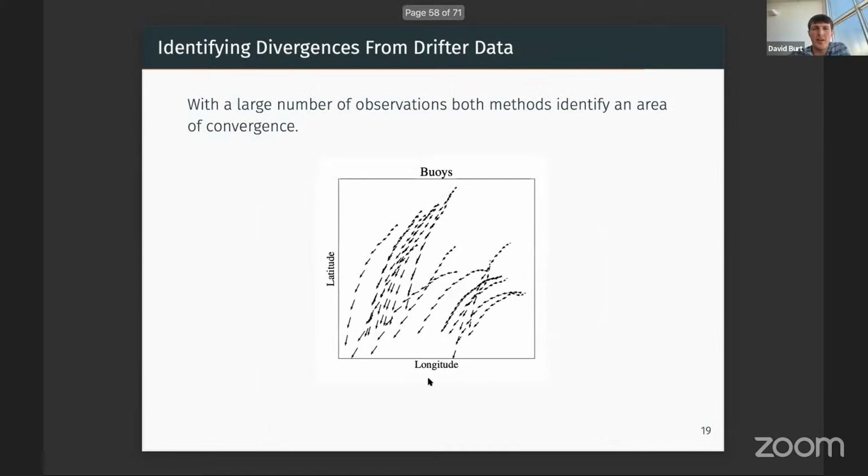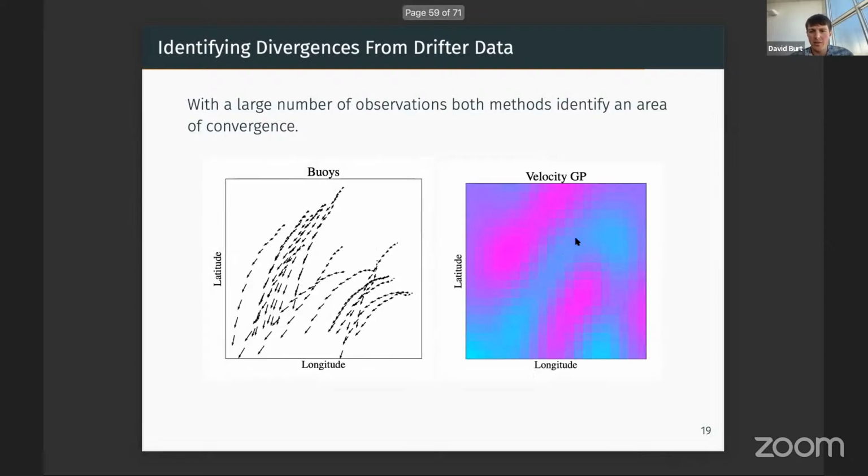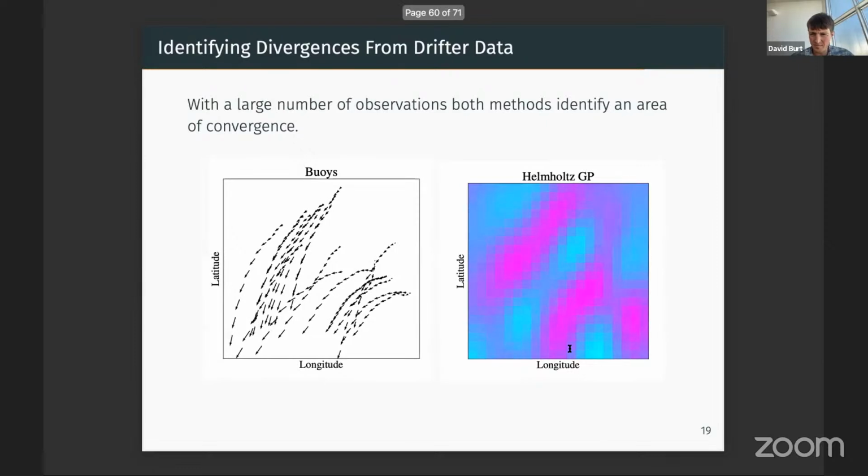Okay, the other task we're interested in is identifying divergences. And now we're going to switch to talking about real data. So these are actual observations of buoys. And we'll start with a pretty large number of buoy observations. And what we should see is here you can see the arrows are coming together. And so we expect there to be an area of convergence here. And the velocity GP identifies this area of convergence as well as these two areas of divergence around it. Helmholtz GP makes very similar predictions.